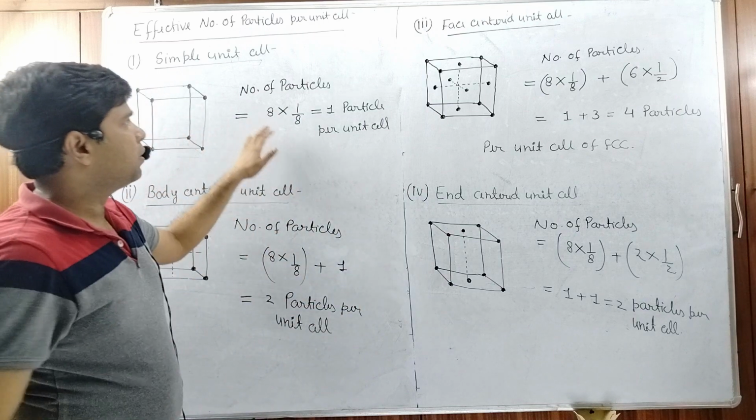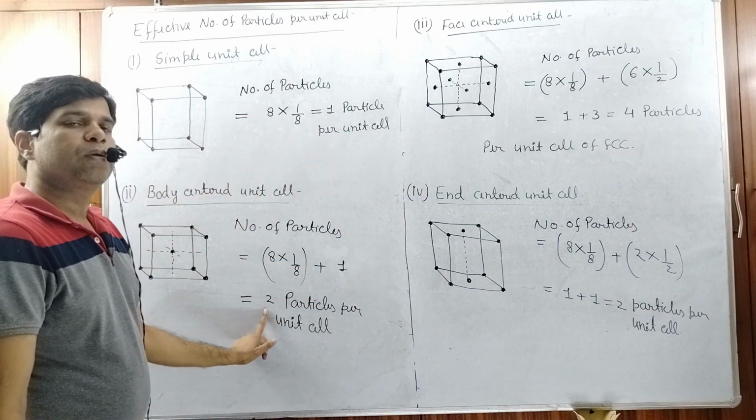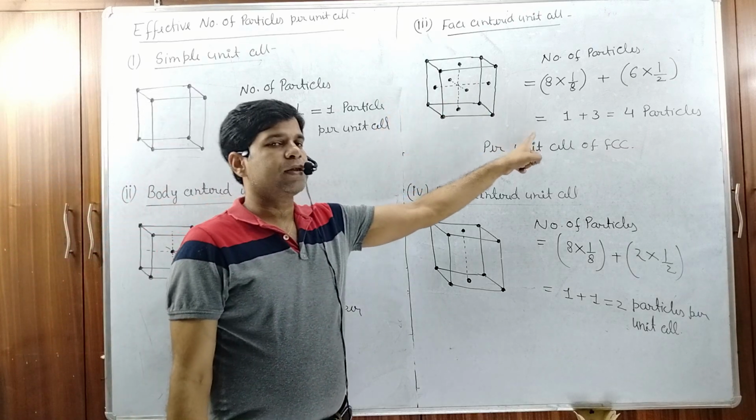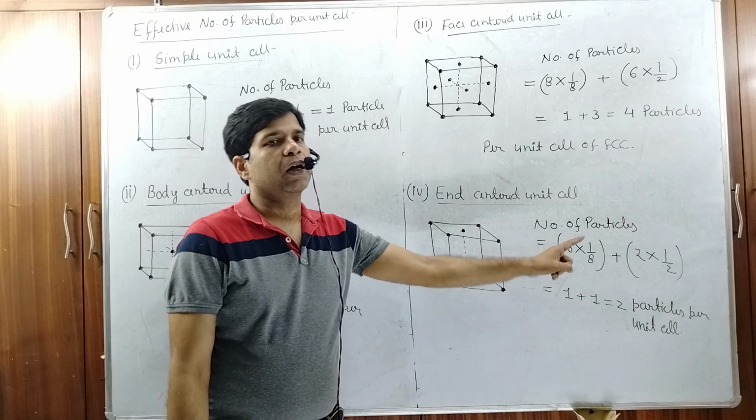Number of particles in the simple unit cell is 1, number of particles in the body centered unit cell is 2, number of particles in the face centered unit cell is 4, and number of particles in the end centered unit cell is again 2.